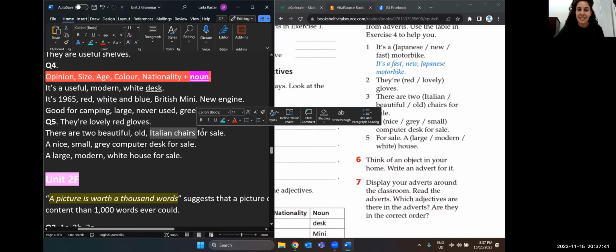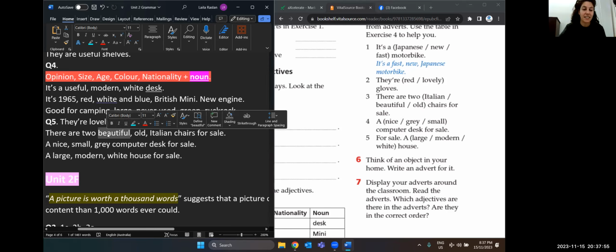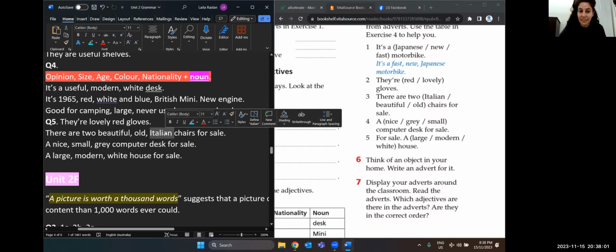Old Italian chairs. Yeah. For sale. I mean, I can add, for sale. So again, beautiful is an opinion. That's what I think about them. Some people might say they're ugly or they're beautiful chairs. That's an opinion. Old is the age. So they're very old. Nationality, they're Italian. They're made in Italy. And the noun, chairs.